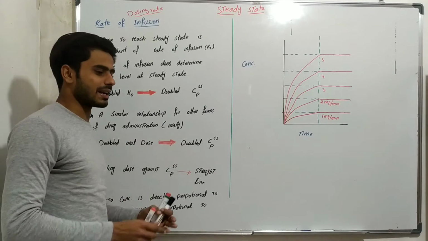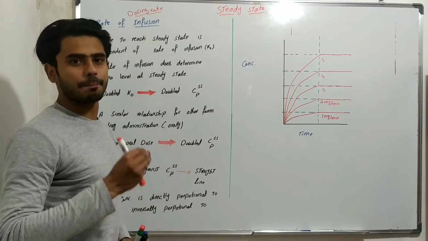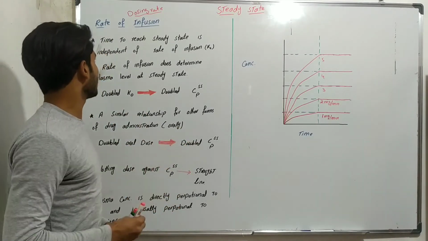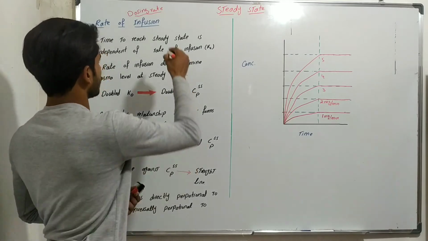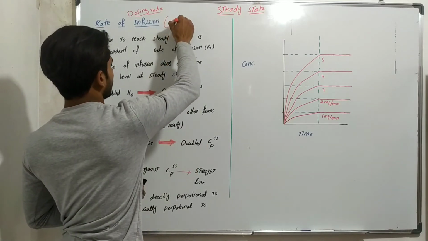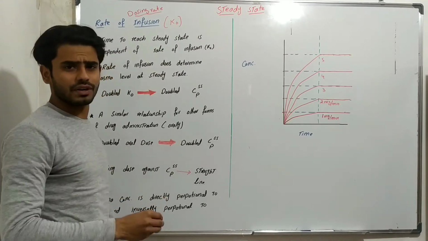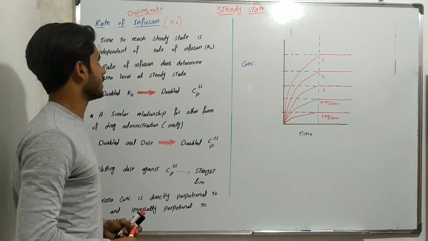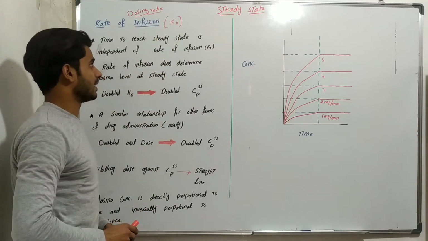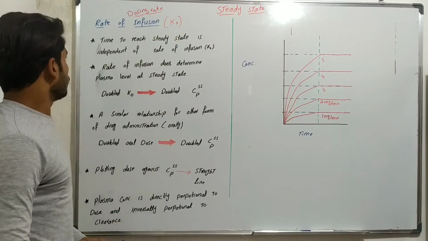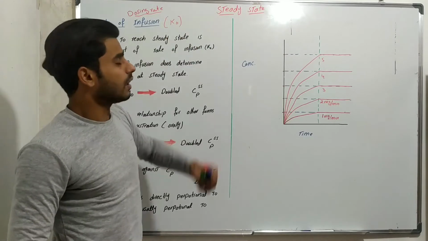Amount of drug per unit time is called the dosing rate, or the rate of infusion, and it is shown by K naught. So now we will discuss what the effect of the rate of infusion on the steady state is.